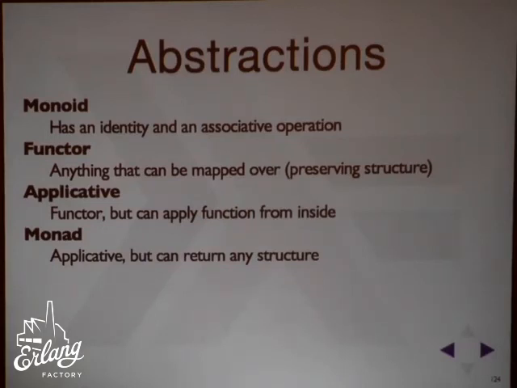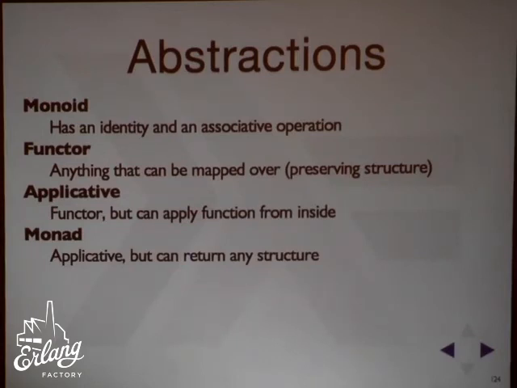So you could have a type sum, where the identity would be 0, because if you add 0 to anything, that's the identity. And the associative operation would be addition. Or you could have product, where you would use multiplication as the associative operation. And a super common monoid would be lists. So the identity is the empty list, and the associative operation is appending lists.